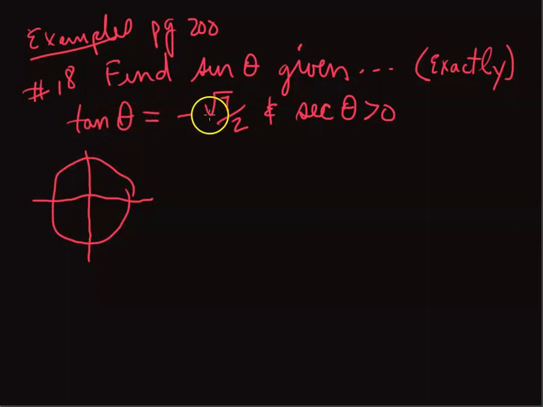Where is the tangent negative? Tangent is negative in quadrants 2 and 4. It's positive in 1 and 3. Where is the secant positive? The secant is positive in quadrants 1 and 4, where the cosine is positive. So, where they're both true is where your angle theta is, quadrant 4. And we can use the reference angle, this is not exactly angle theta, because they just want to find the ratio. We've got this right triangle we can sort of pull out of here.